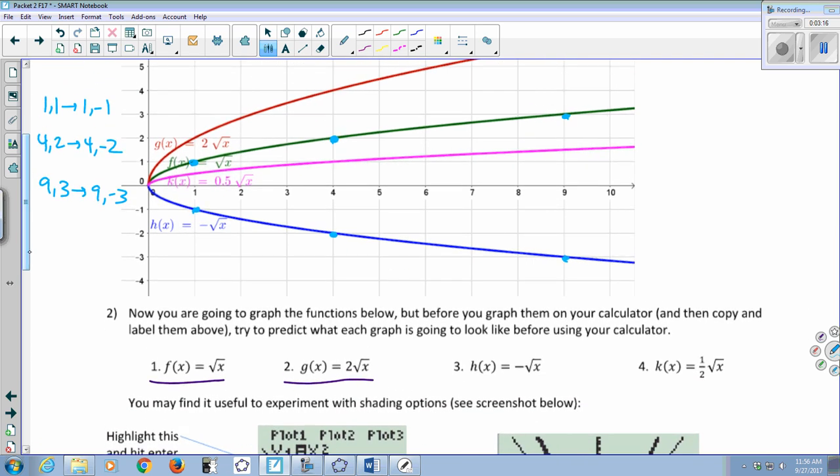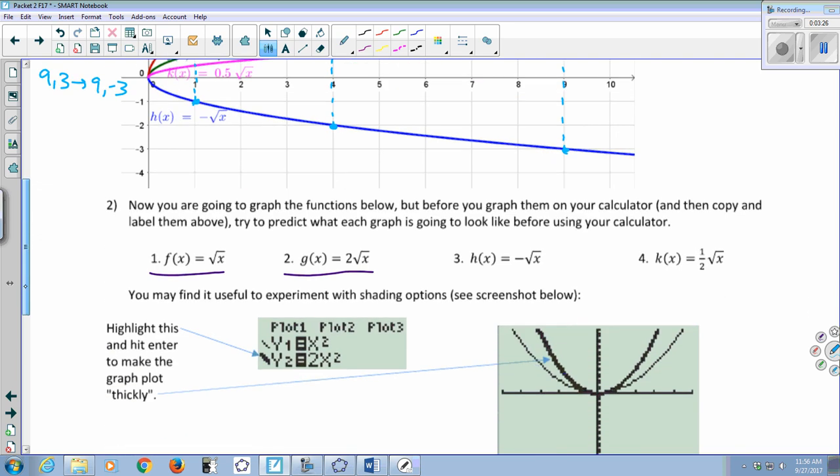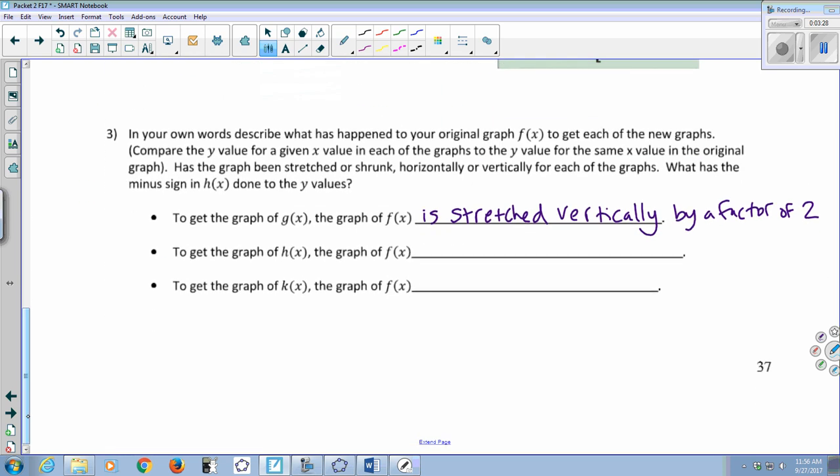And you can describe this graphically as a reflection over the x-axis. Okay, my x-axis is acting like a mirror and I'm reflecting over it. So I would describe the graph of h as the graph of f of x reflected over the x-axis.